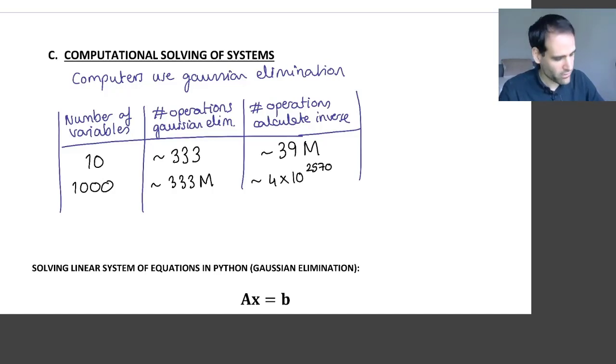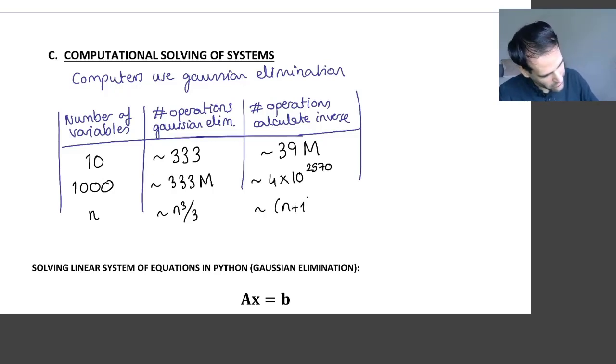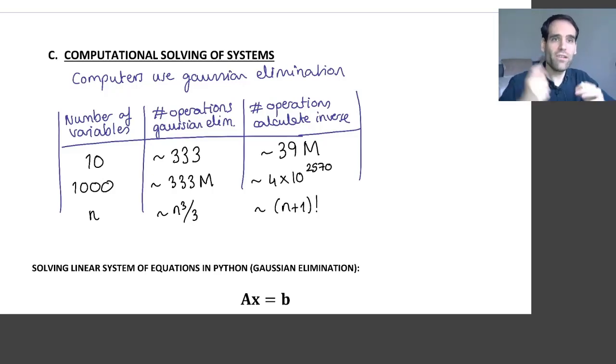Okay, if you want actual numbers, so for n number of variables, Gaussian elimination requires approximately n cubed divided by 3, while calculating the inverse requires (n+1) factorial. So that's why any computer, whenever you ask a computer to solve a system of equations, they will do Gaussian elimination. Okay, and they will use the pivots to create the zeros and so on.